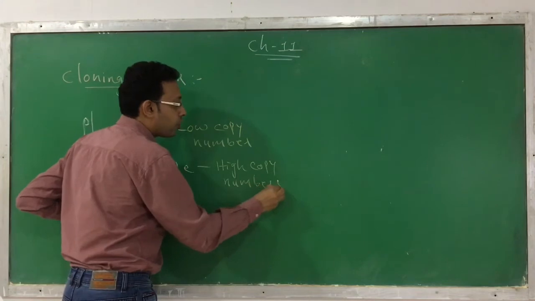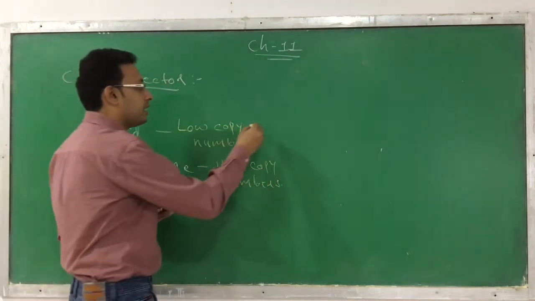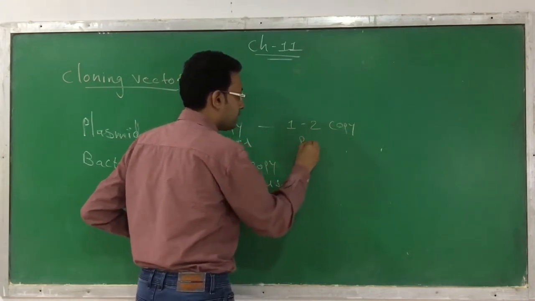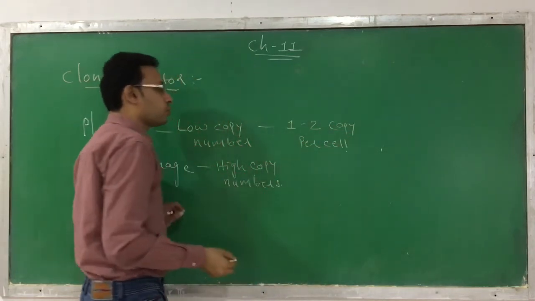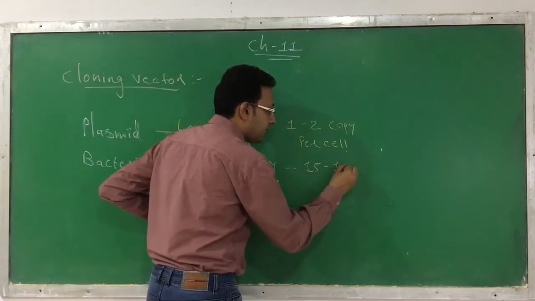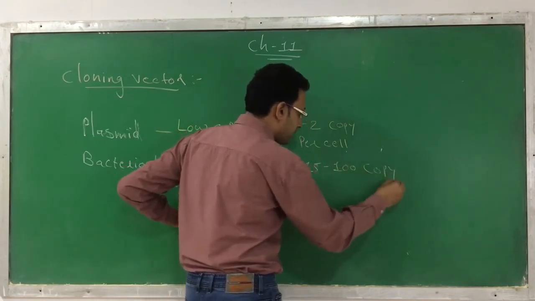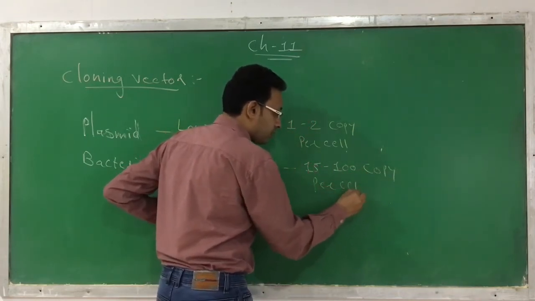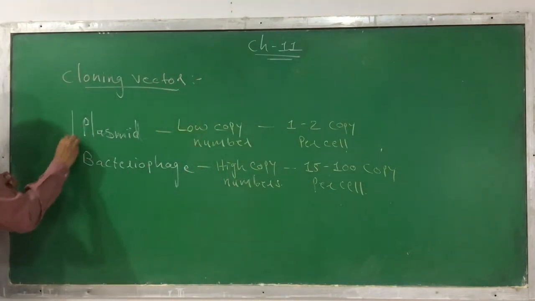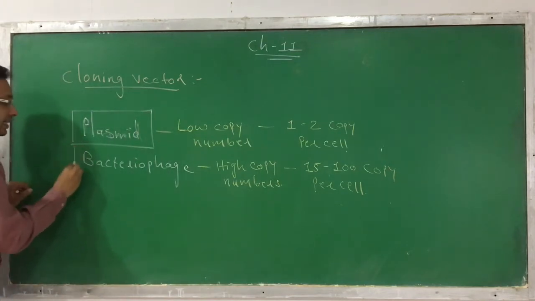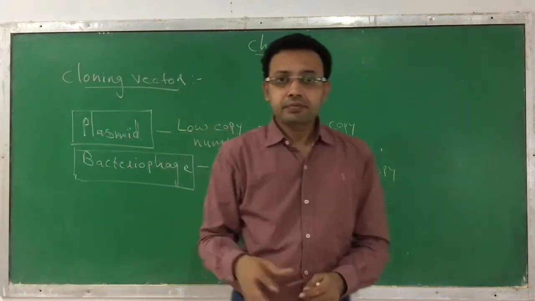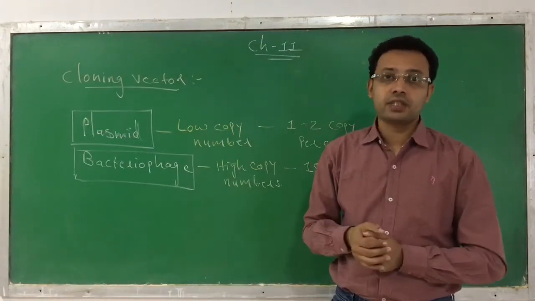Clear? Low copy number means how many copies can it generate? It can generate just 1 to 2 copies per cell. And high copy number means it can generate 15 to 100 copies per cell. So these are the two examples which can act as a vector. The first one is a plasmid, and the second one is the bacteriophage. Both can act as a cloning vector, and they have different characteristics.